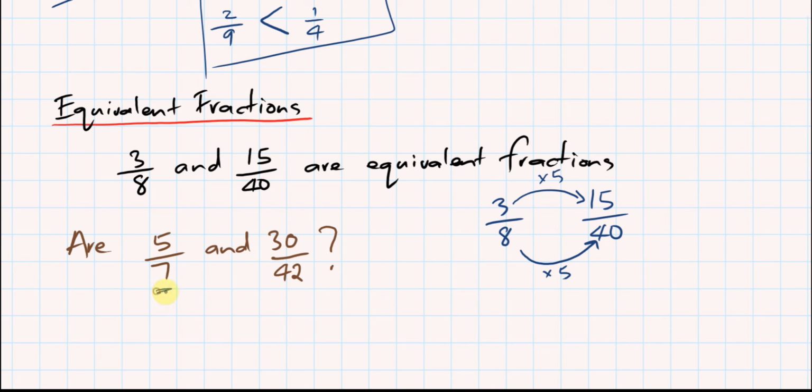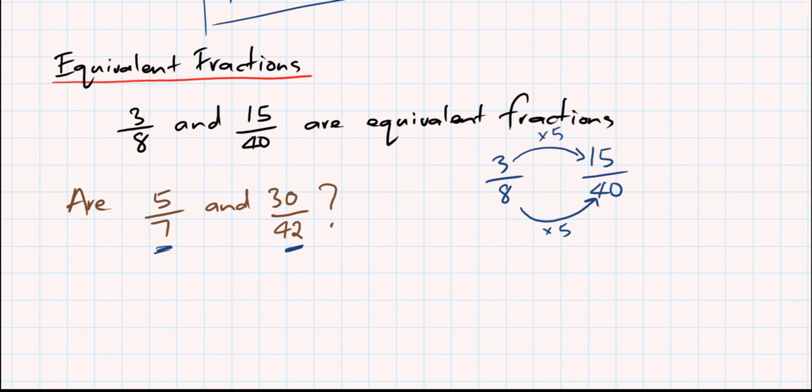Now these two fractions here, we need to find out, are those two fractions equivalent? Well, what do I have to do to go from 5 to 30 in the numerator? I can see I multiply that by 6. Do I do the same in the denominator? 7 times 6 is indeed 42. So these two fractions are equivalent.